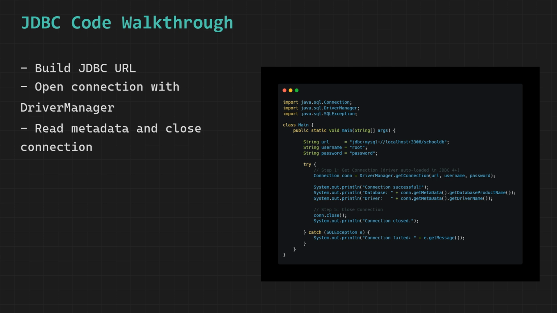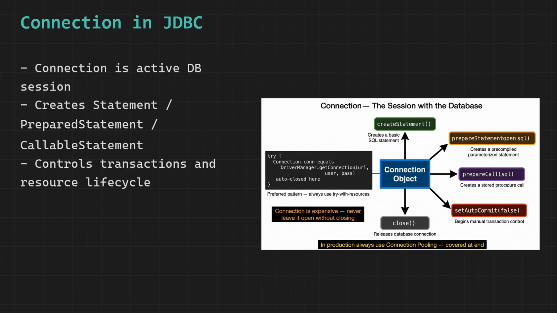con.getMetaData returns information about the database itself, which is useful for debugging and logging. getDatabaseProductName returns MySQL and getDriverName returns the name of the driver being used. con.close releases the database connection and all associated resources. Connections are expensive to create and maintain, so you must always close them when done. In production code, you would use try-with-resources to guarantee that close is called automatically, even if an exception occurs. The connection object is your live session with the database.